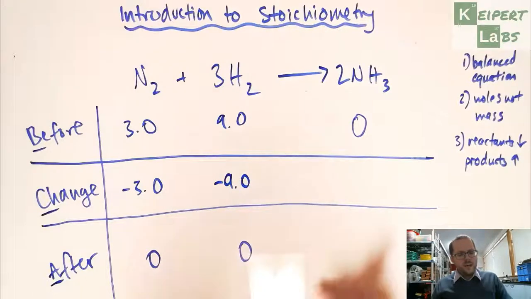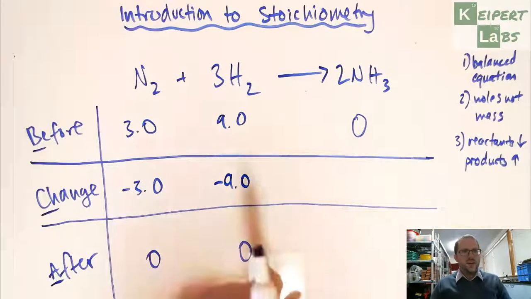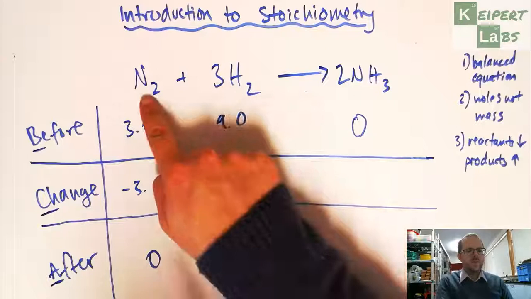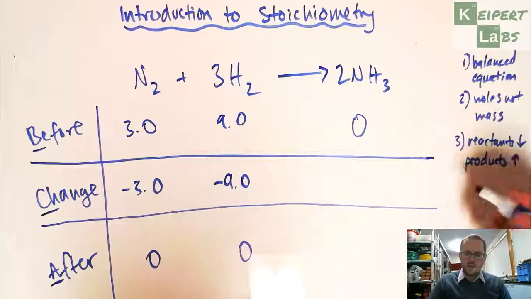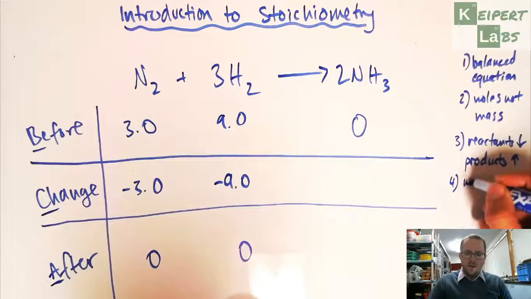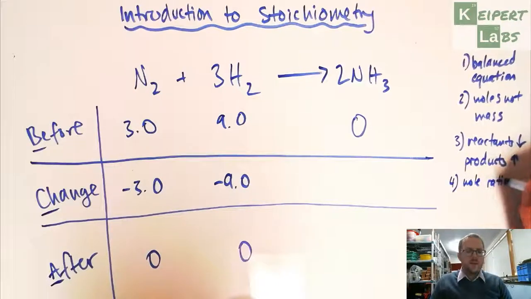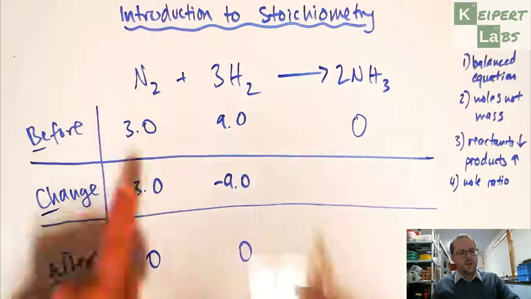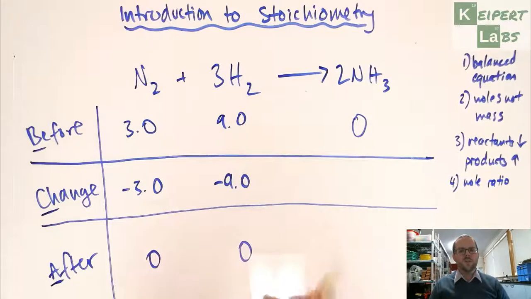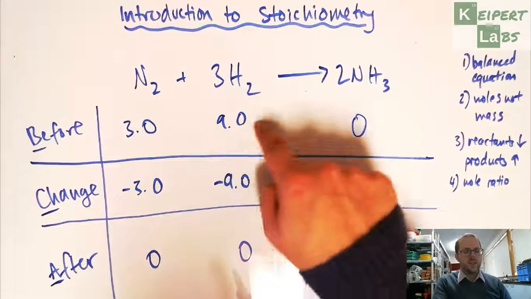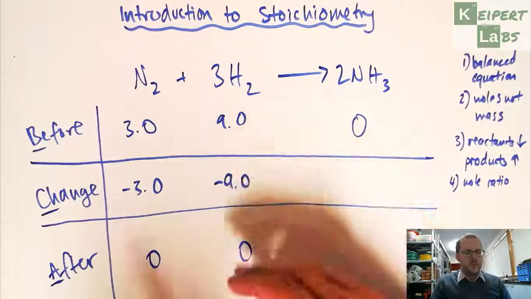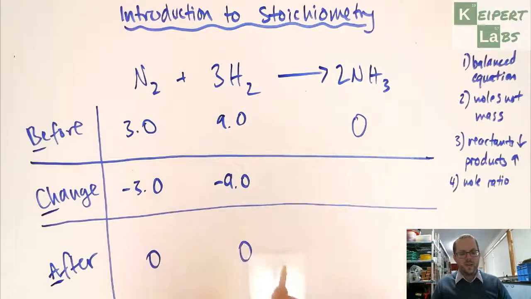Now the reason that we don't decrease by the same amount comes down to the ratio of the moles here. For every 1 mole of nitrogen that I use up, I use up 3 moles of hydrogen gas. And so I'm using this up 3 times as fast. I'm going to need 3 times as many moles for that reaction to be balanced and for it to proceed.